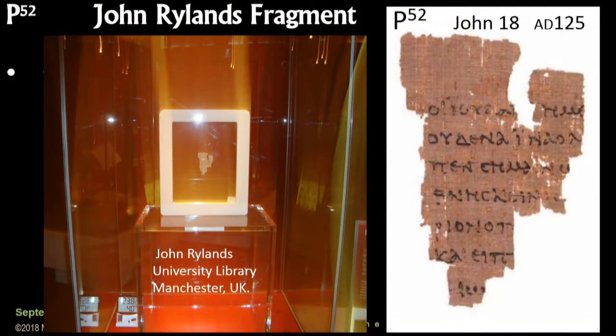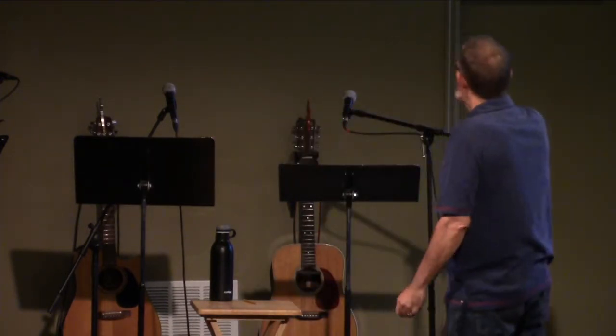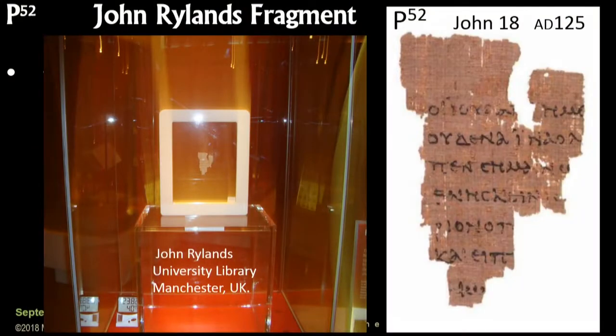If you ever go to Manchester, England, there's a very busy roundabout. Right off that roundabout, in the core center of urban Manchester, there's this little building that's the Rylands Museum, and smack dab in the middle of the Rylands Museum is this fragment, P52, sitting right there in acrylic and glass, so you can look at it.